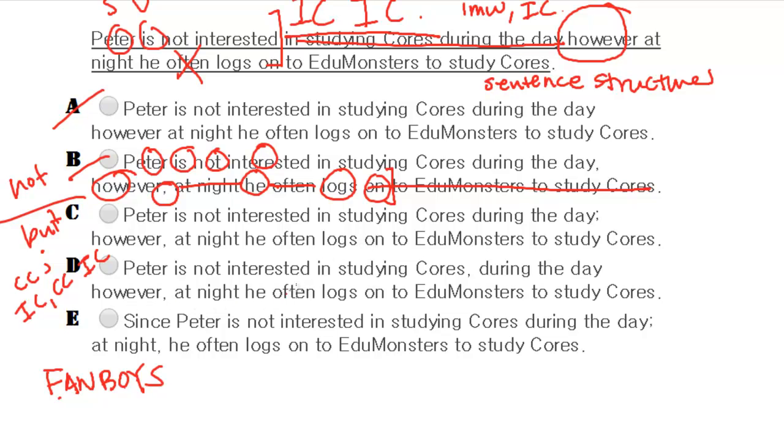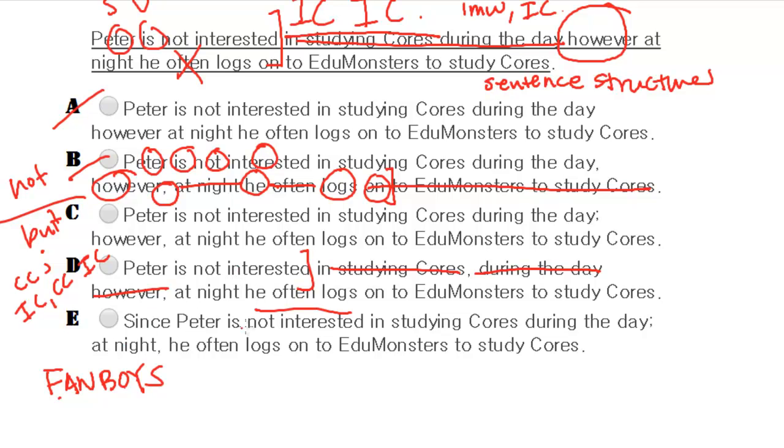D. Peter is not interested in studying chorus during the day. However, at night, same error, right? Peter is not interested. Main idea. You don't need this. During the day, they just put some modifier phrase all of a sudden. However, and you could get rid of this because it's simply a phrase, right? At night, he often logs on. Same thing. This time it's a comma splice. It's a run-on comma splice. They put two sentences together with a comma, right?